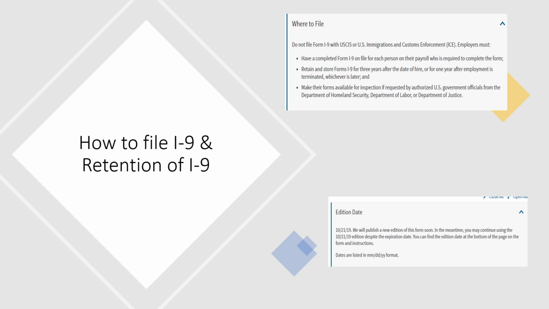Another thing I want to touch on is the edition date. The U.S. government comes out with different forms, and you need to make sure that you stay abreast of those forms, because they do have expiration dates. You can find the edition date at the bottom of the page on the form instructions or at the top of the page, and we'll go a little bit more into that as well.